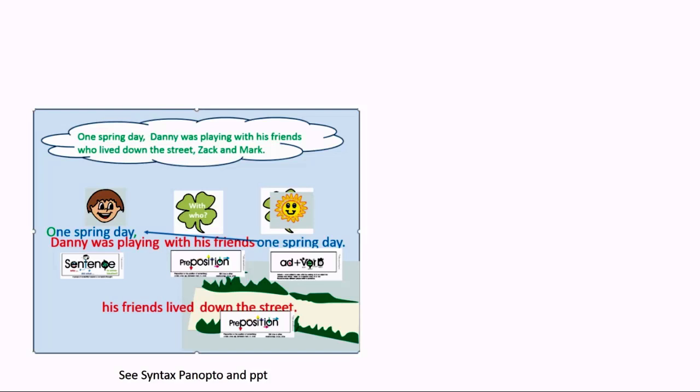But if I want to combine them into a single complex sentence, then I'm going to have to use the relative pronoun "who." One spring day Danny was playing with his friends who lived down the street. So the PowerPoint shows you how to combine those elements so that the child can actually see it happen. And then it also shows you how to add the appositive structure, Zach and Mark. Those kinds of things can be done with the PowerPoint. You can work with the children using that kind of a tool.